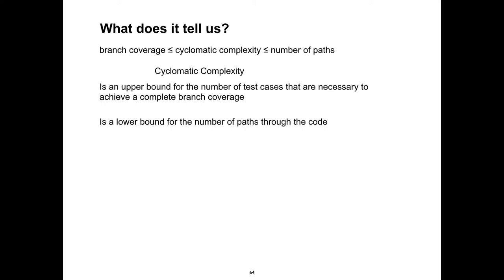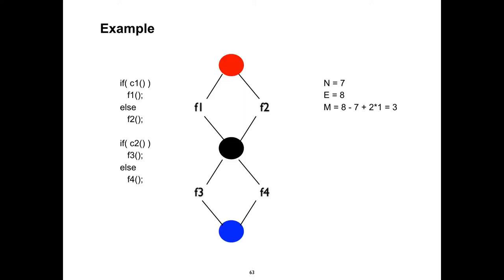And so this number really, it's less than the number of paths. Well, here there's actually four separate paths. We can go this way, or we go that way, or we can go that way. So we got four paths through here.